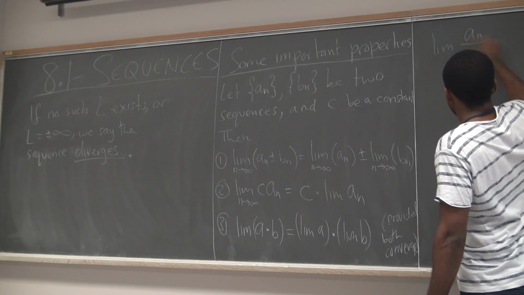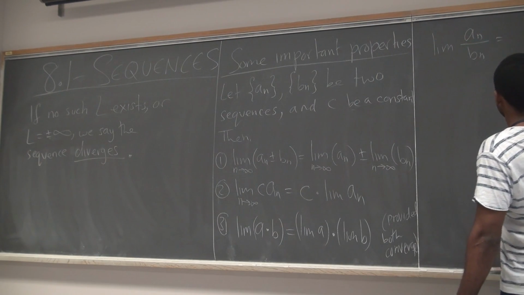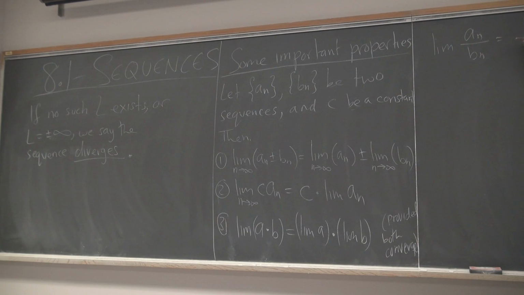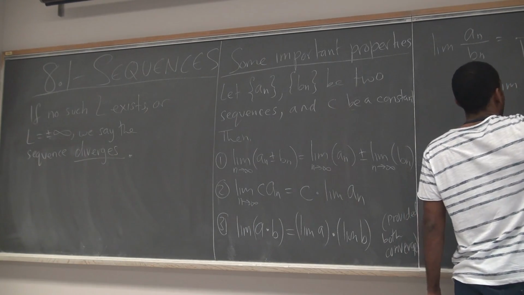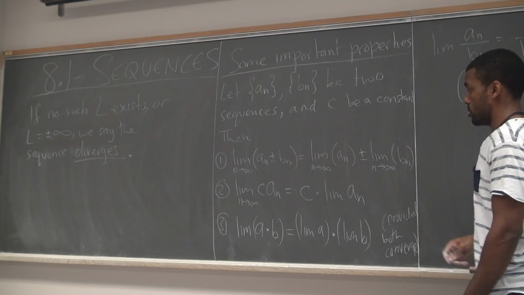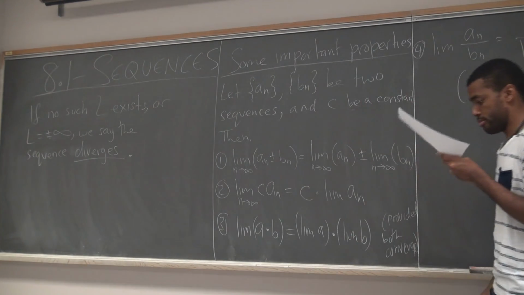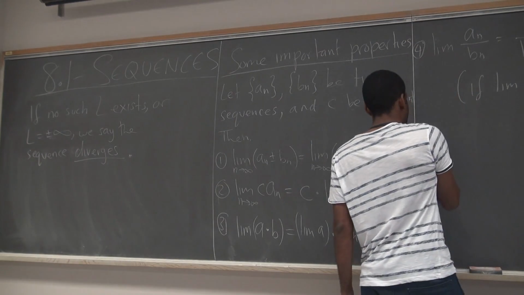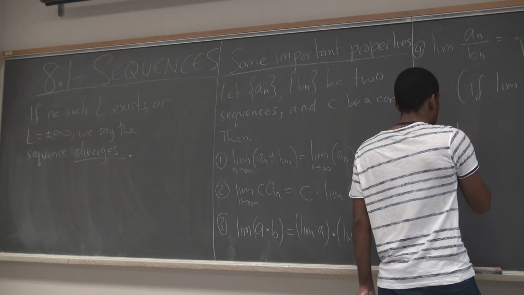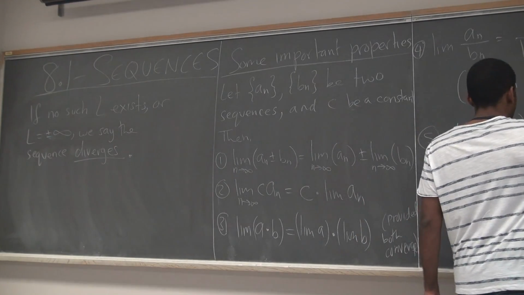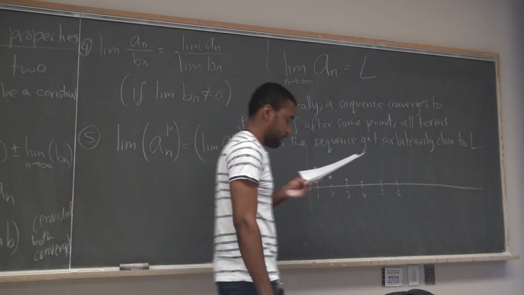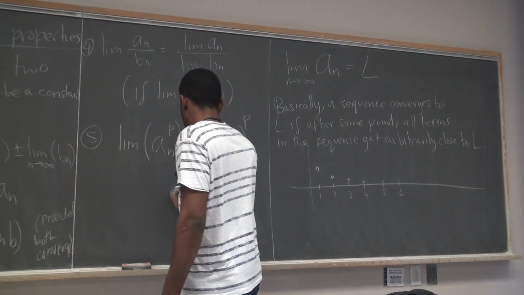The limit of a_n divided by b_n is just the limit of the top divided by the limit of the bottom, if the limit of b_n is non-zero. That's the fourth property. Fifth property, limits can go over powers, so the limit of a_n to the power p is the same as the limit of a_n, all to the power p. Here I'm assuming p and a_n are such that this makes sense.